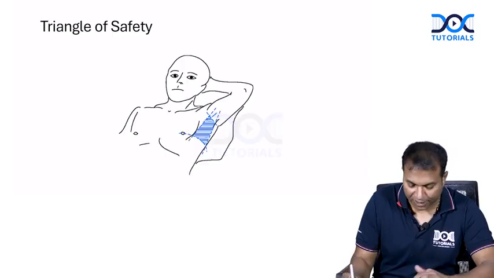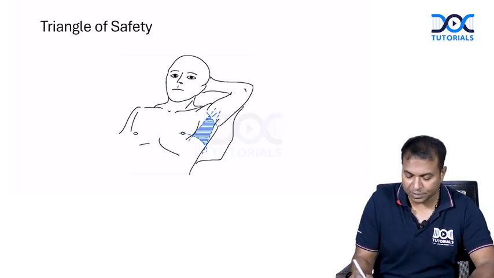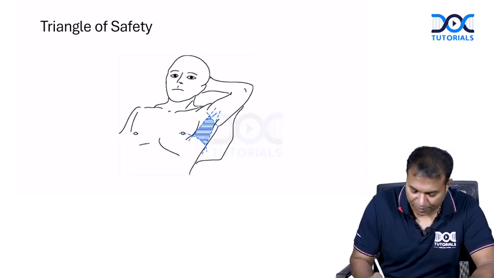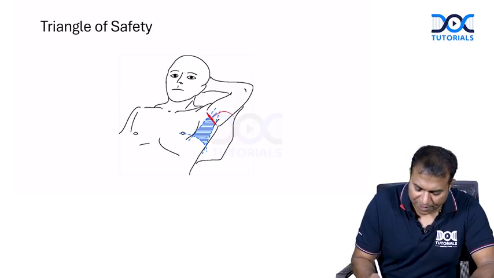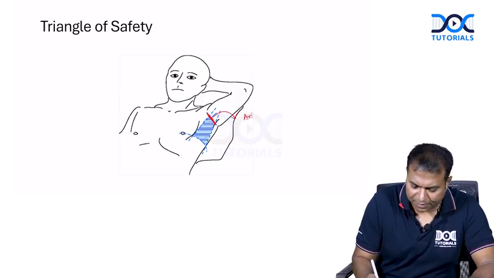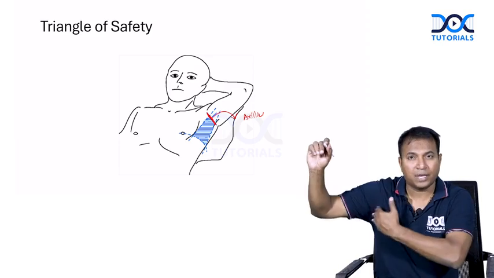Where are you going to put it? That is the most important thing for your exams. As an intern, you should know the triangle of safety. So this is the axilla. Okay, the apex is the axilla. Axilla is the apex for putting the intercostal tube.